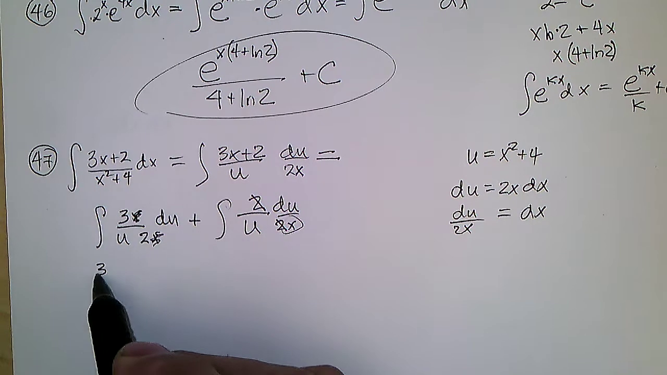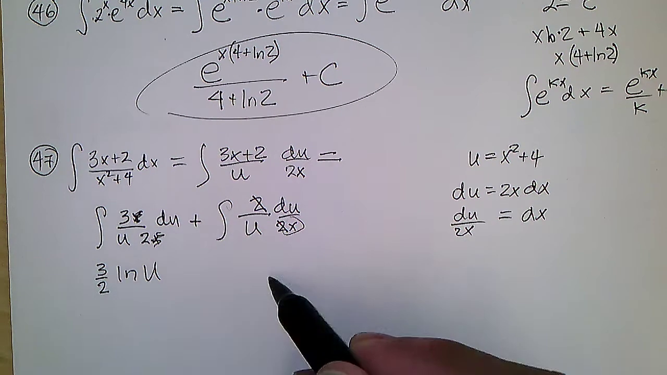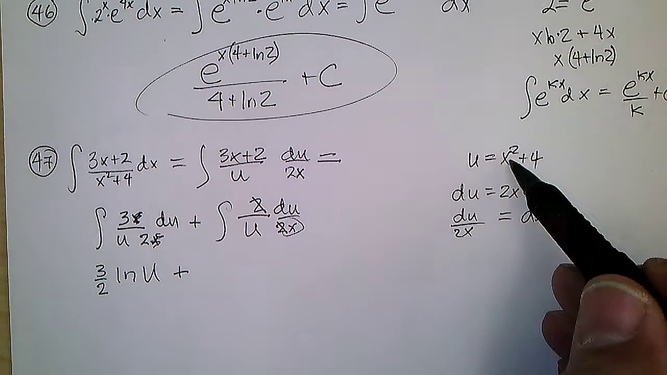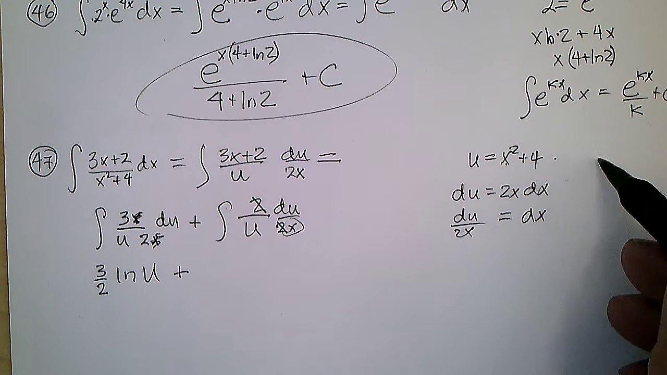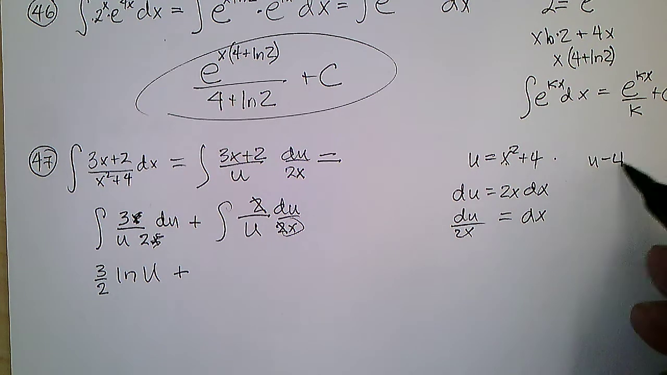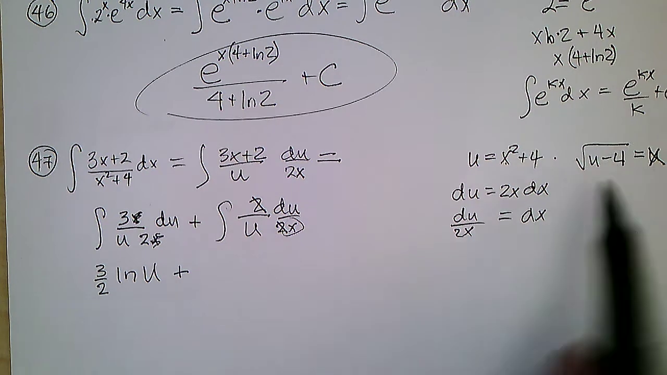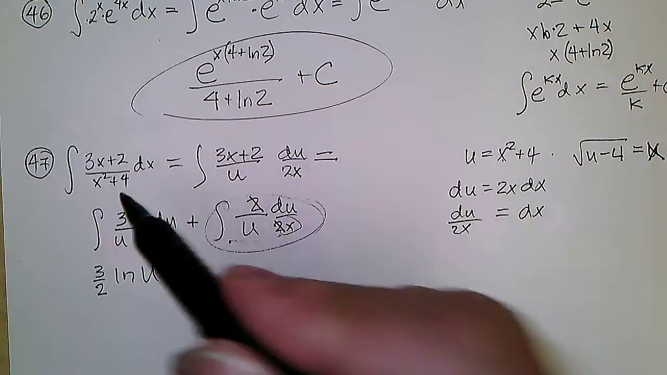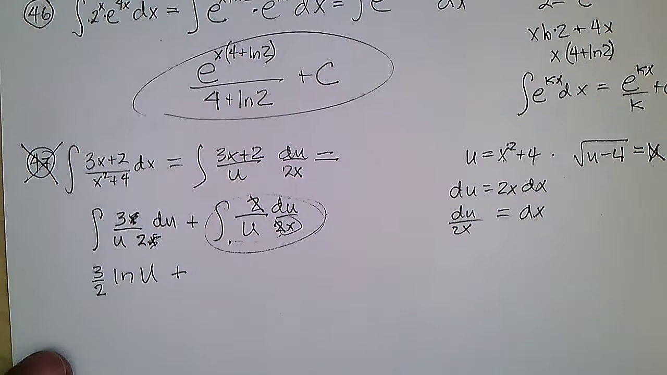This would be 3 halves ln u plus this one. With that x still in there, we're going to have to solve for x, and that would be square root of u minus 4 is x. And I don't want to do that one here. And this one would involve a trig one that we didn't talk about. So I'm going to tell you to skip that one.